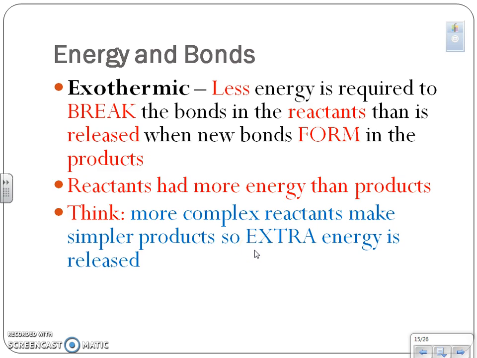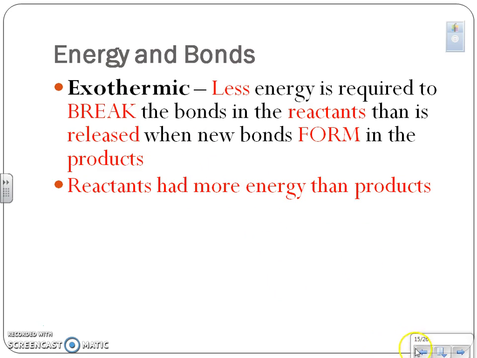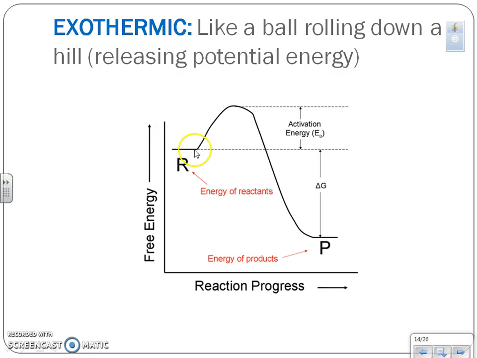A good example for this would be like burning gasoline in your car. When you burn gasoline in your car, you have gasoline, which is a complex molecule. Here's your gasoline. And of course it has to have activation energy, something to start that burning process. But then once it starts burning, this is your water and your CO2. And those are less complex products. So your extra is when your engine heats up. So complex to simple, you've got to have an energy release, which is exothermic.